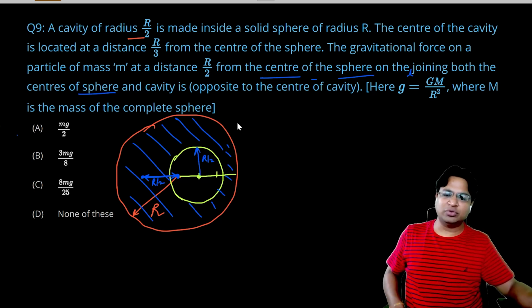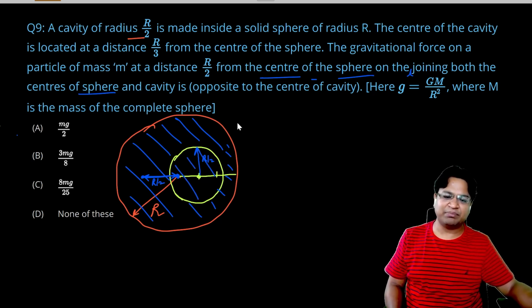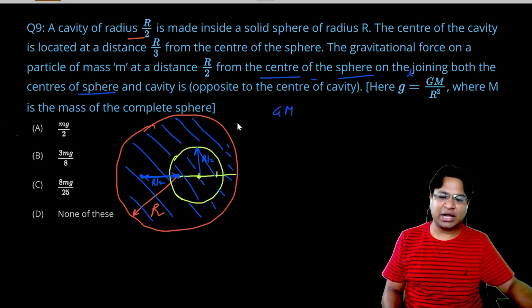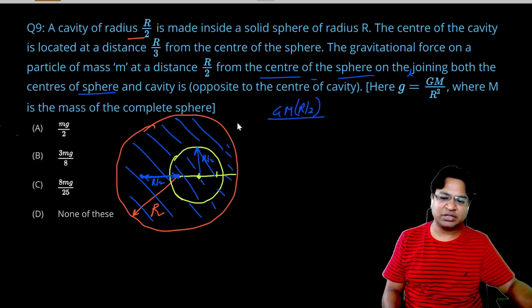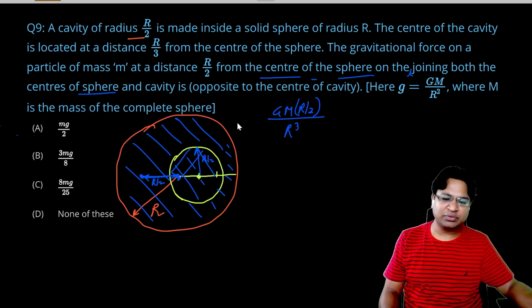So what I'm going to do, capital M indicates the mass of the complete sphere. If this sphere would have been complete, the gravitational field at this point would have been G capital M into r by 2, that is distance from center, divided by r cube. And now we will subtract the contribution from this removed portion.